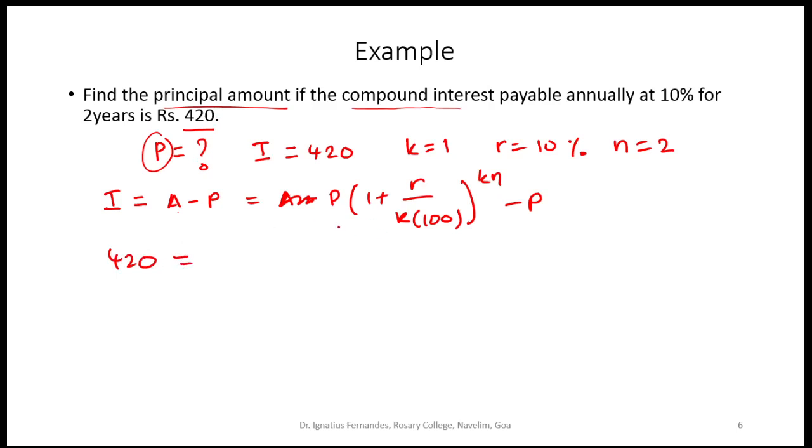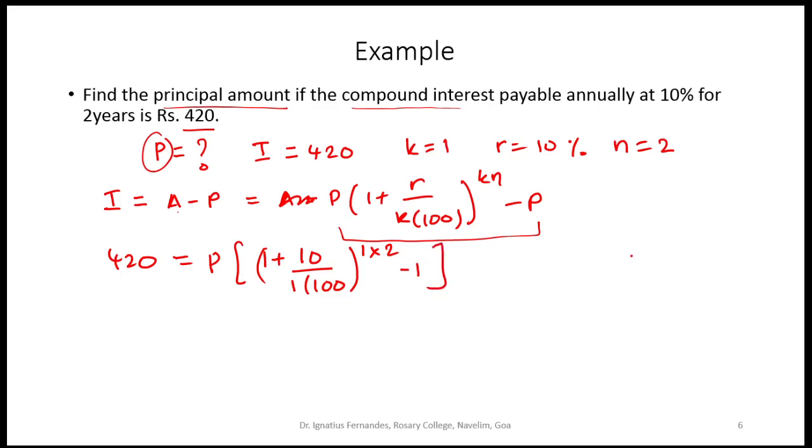What we can do is from both these terms we can take P common, okay, because P is common in both the terms. What remains inside is 1 plus R, R is 10, upon K, here is 1, into 100. This raised to K into N, so 1 into N, N is equal to 2. And we have taken this P out common, so minus 1.